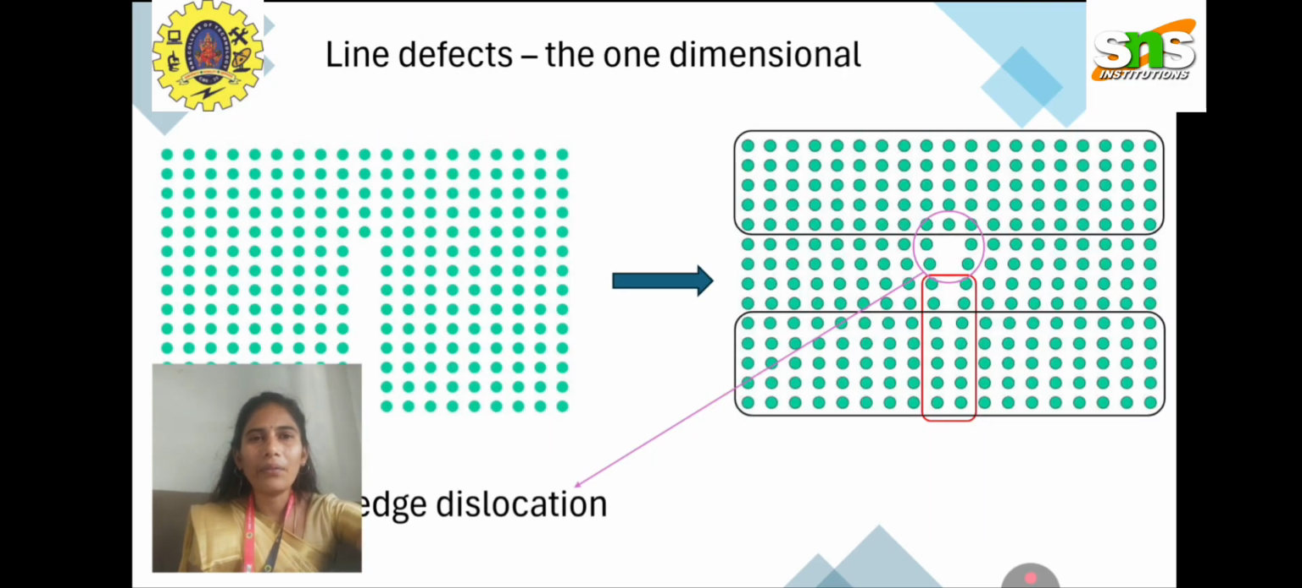Next one is line defect. A line defect is where a plane of atoms lies only partway through a crystal. The edge of such a plane is a defect in the form of a line and is known as a dislocation. These are line defects. Line defects are also classified into two types: edge dislocation and screw dislocation.